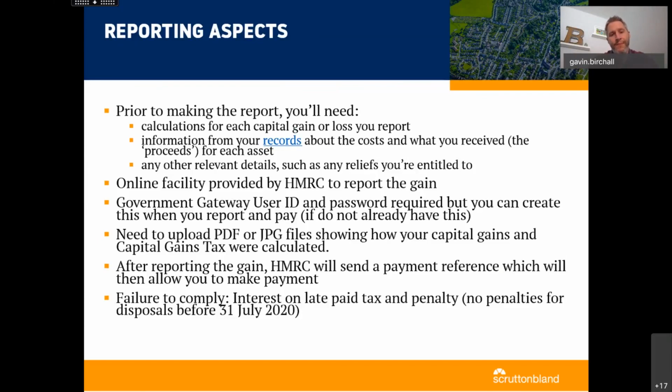gather this information. Now, HMRC provide an online facility to enable you to report the gain, and you will need a government gateway user ID and password. If you don't have this, then you can create this when you report and pay. You can upload a PDF or JPEG file showing how you've calculated the capital gain, but from our experience, the online facility provides enough prompts to enable that information to be obtained without needing to upload a separate PDF or JPEG file.